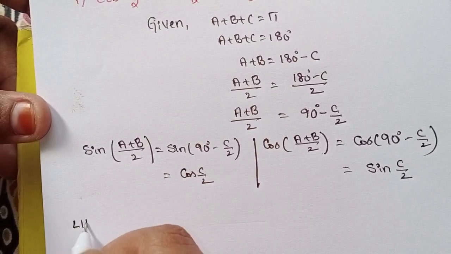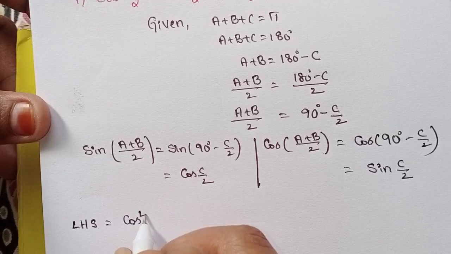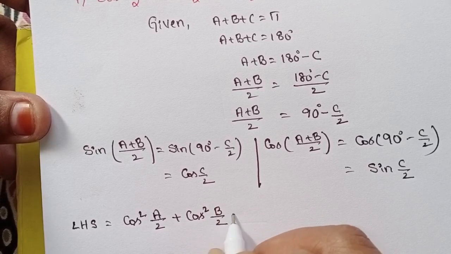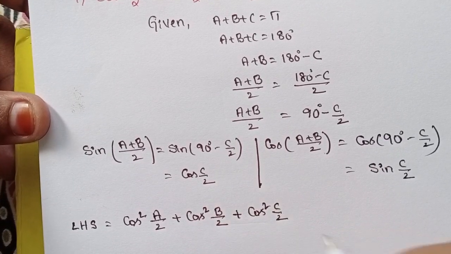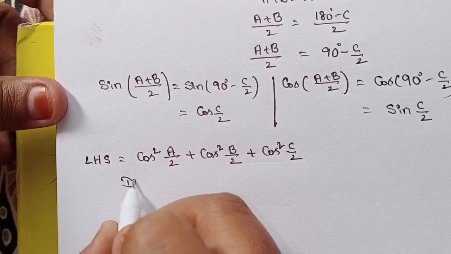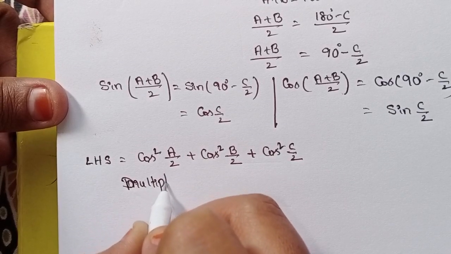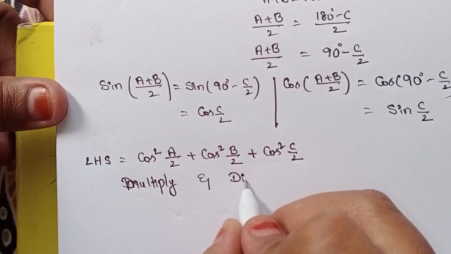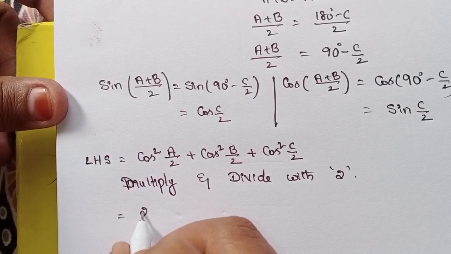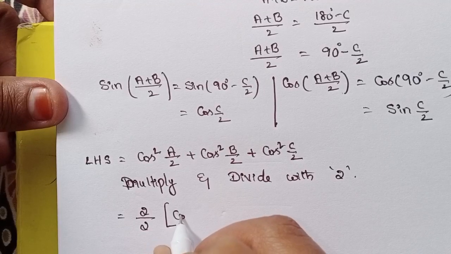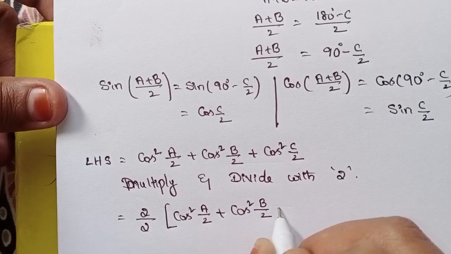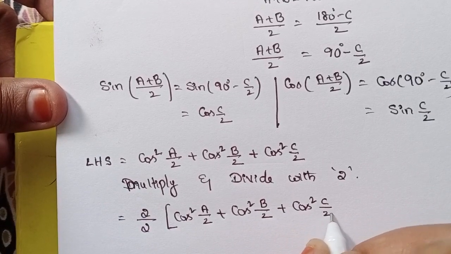Next, you can write LHS. Now, coming to the problem, take LHS. Cos square A by 2 plus cos square B by 2 plus cos square C by 2. Okay. Here, I will multiply and divide with 2. So, 2 by 2 times of cos square A by 2 plus cos square B by 2 plus cos square C by 2.